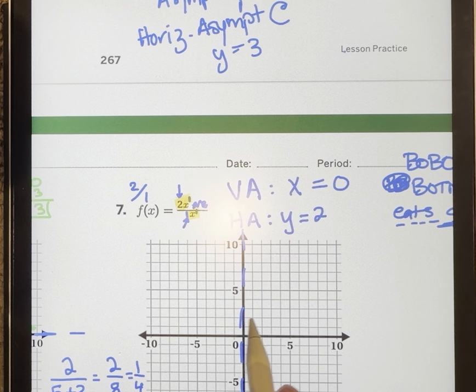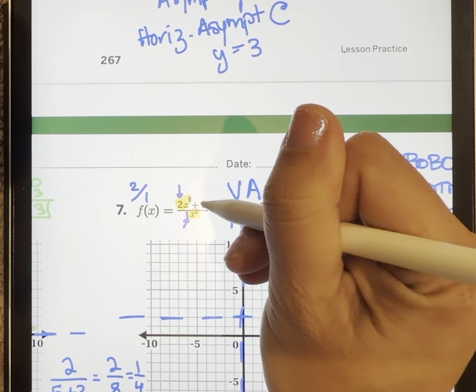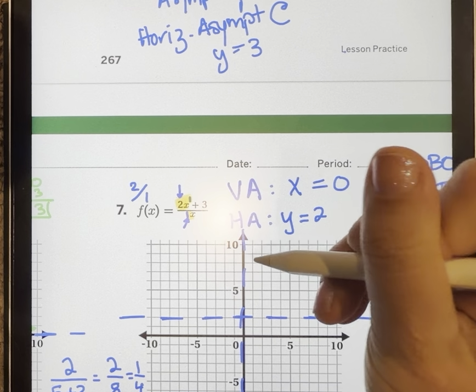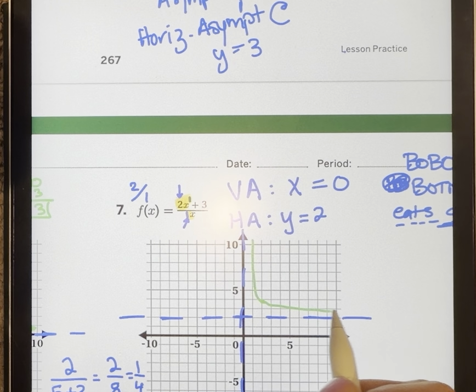So y equals 2 is right here. And again, knowing what I know about these things and them being positive and where their positions are when they are, I'm going to go ahead and sketch my graph like this.